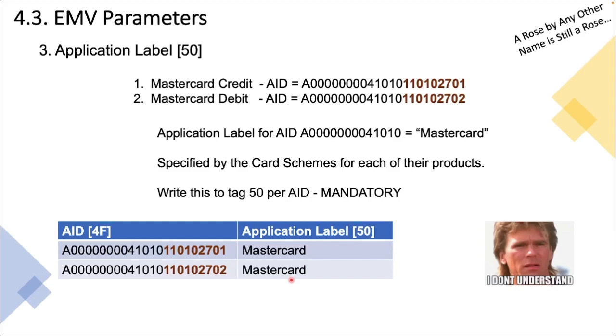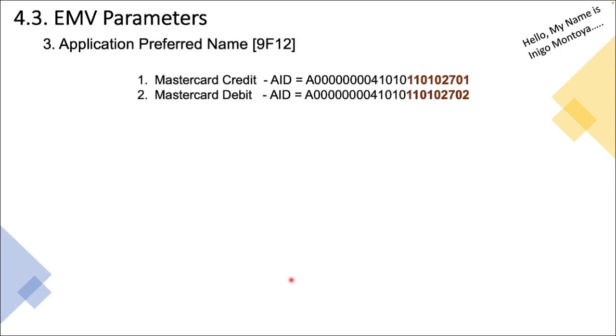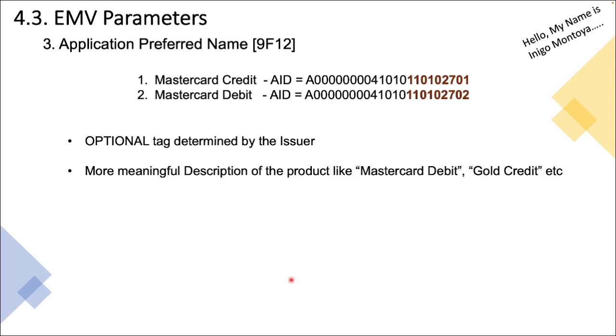So, in order to resolve this issue, we now use something called a preferred name. Remember, we're still in our same example: one physical card, two virtual cards, we're using a PIX extension, and we know we've got a MasterCard credit and a MasterCard debit application on the card. What we can now do is throw in something called an application preferred name, and that is in tag 9F12. This, for some strange reason, is an optional tag and is determined by the issuer. It allows the issuer to give a more meaningful description that may seem better than the application label, something like a MasterCard debit or gold credit or whatever it is you want to call it.